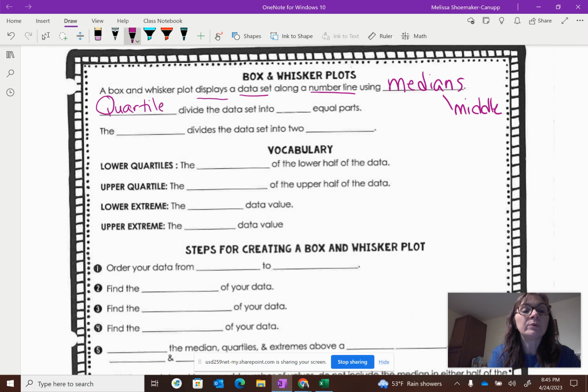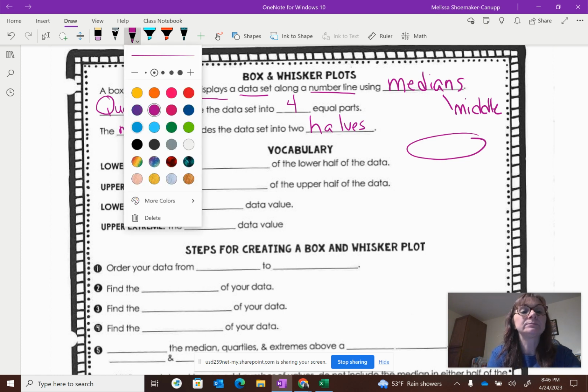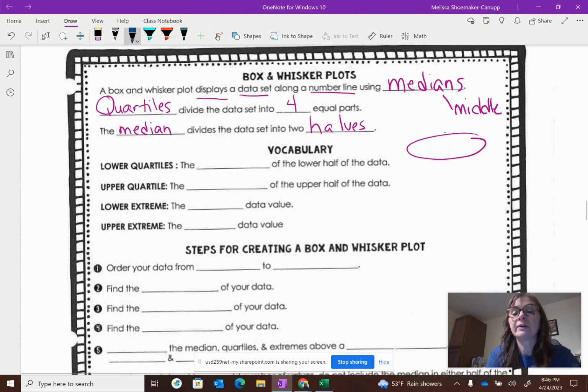Remember when we were finding the IQR, the interquartile range, we cut it in half, cut it in half, cut it in half. So we called those quartiles because we were cutting them up into 4 pieces. Quartiles divide the data set into 4 equal parts. The median divides the data into 2 halves. Okay, so it's like taking anything. I've just made a weird circle, cutting it in half, and then cutting it in half again. So you cut it into 4. The first part, the median, is cutting it into half.